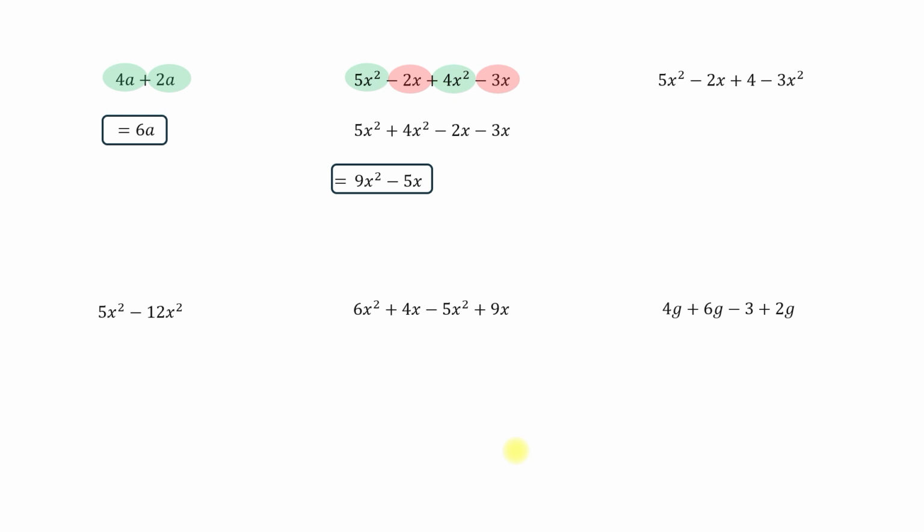Next question, 5x squared minus 2x plus 4 minus 3x squared. In this case, only two terms are like. We put them together so it's easier to see that they are like terms. And then the 5x squared minus 3x squared becomes 2x squared, and the other two terms stay the same.